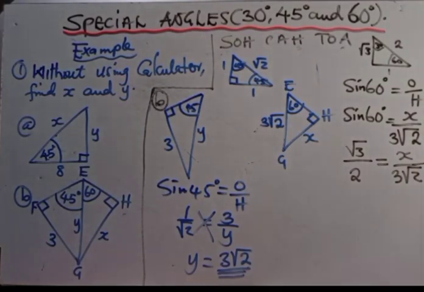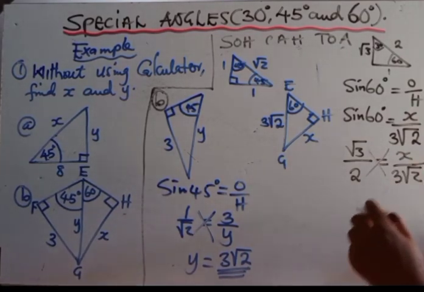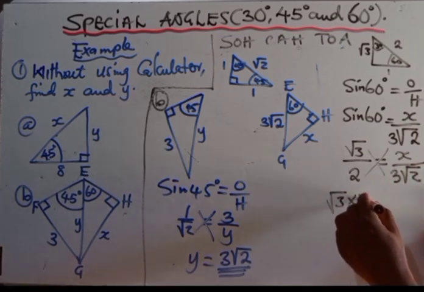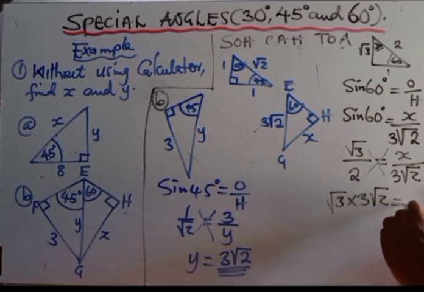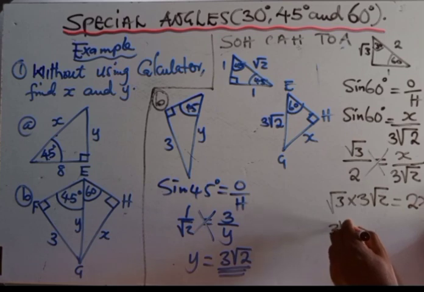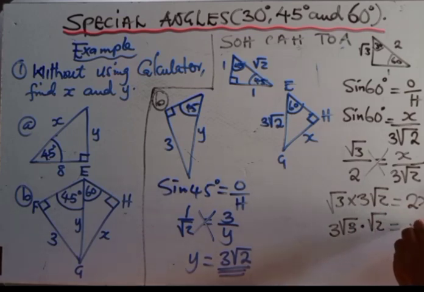So what will be the next? We are going to cross multiply, by having the root of 3 multiplied by 3 root 2, which will be equal to 2x, because 2 times x. So there we are going to have 3 root 3 multiplied by the root of 2, which will be equal to 2x.